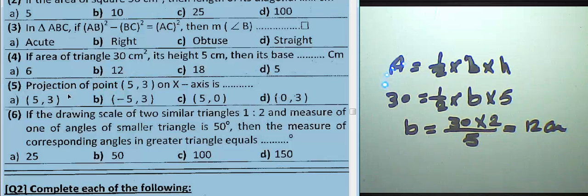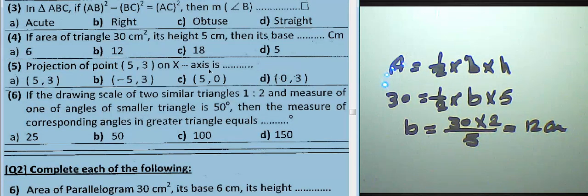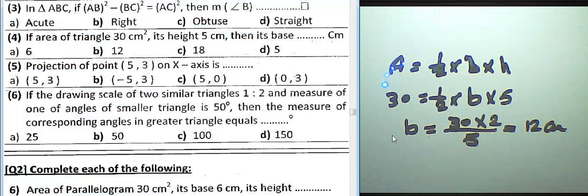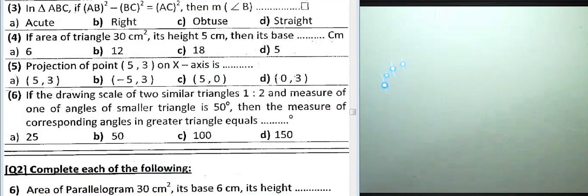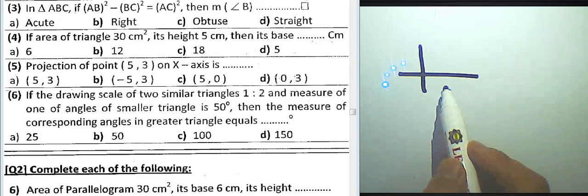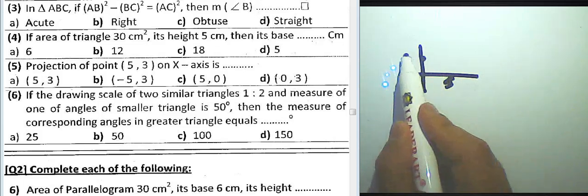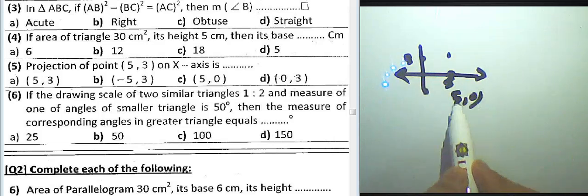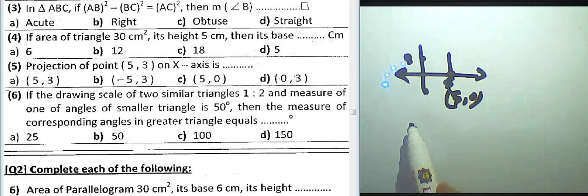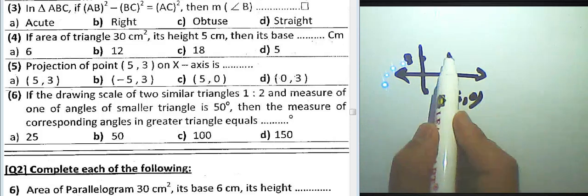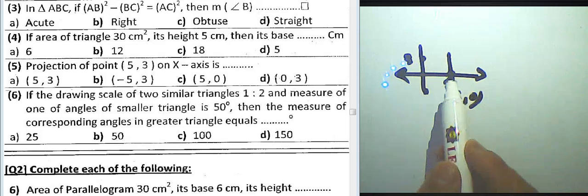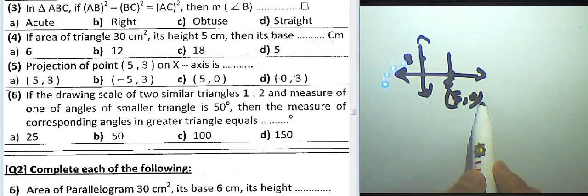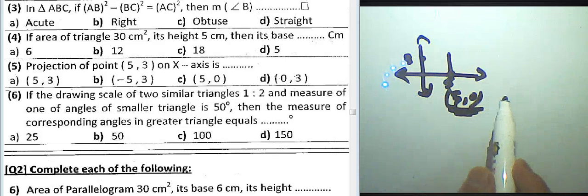Question number 5, projection of point (5,3) on the x-axis is space. In the coordinate plane here, the point 5 and 3. He asked about the projection on the x-axis, which will be (5,0). The projection of this point on the x-axis. Okay, but if you were asked about the y-axis, the result will be (0,3). The projection of point (5,3) on the x-axis is (5,0). Letter C.